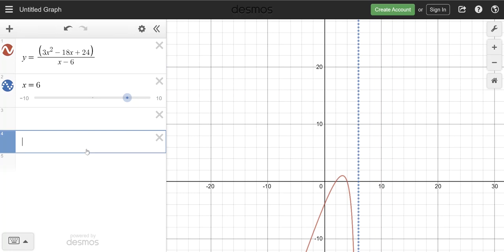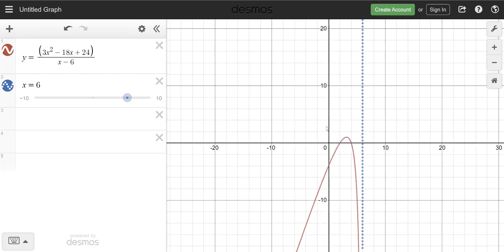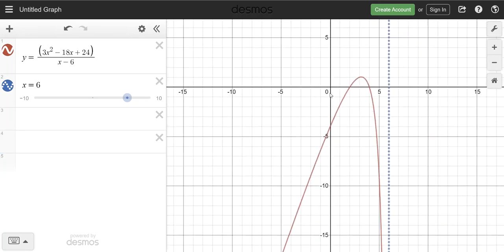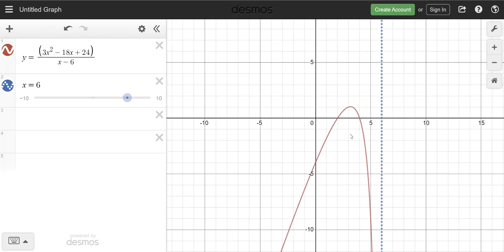All right, zeros of the function, 3x squared minus 18x plus 24 over x minus 6. What are the zeros? Well, let's zoom in on this graph and see if we can figure it out. Look at this. There's a 0. Remember, a 0 is that value of x that gives the value of the function 0 as an answer. So we want y equal to 0. This is our y-axis, up and down. And right here, that value of y is 0. And right here, the value of y is 0.